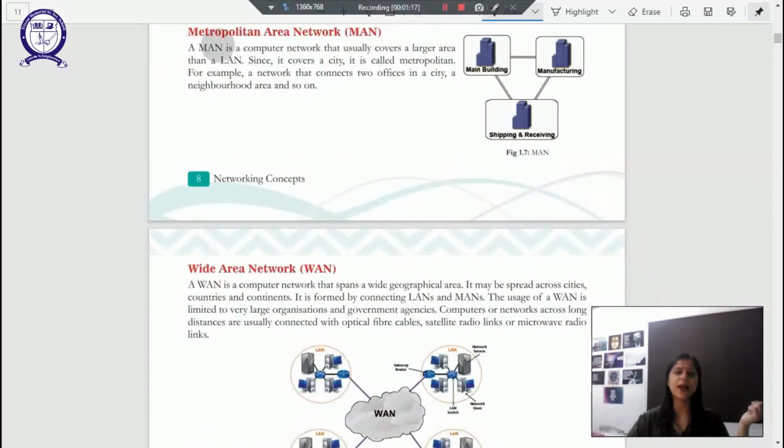So now we look at the MAN. It's a computer network that usually covers a larger area than a LAN. Since it covers a city, it is called a metropolitan. For example, a network that connects two offices in a city, a neighborhood, and so on.